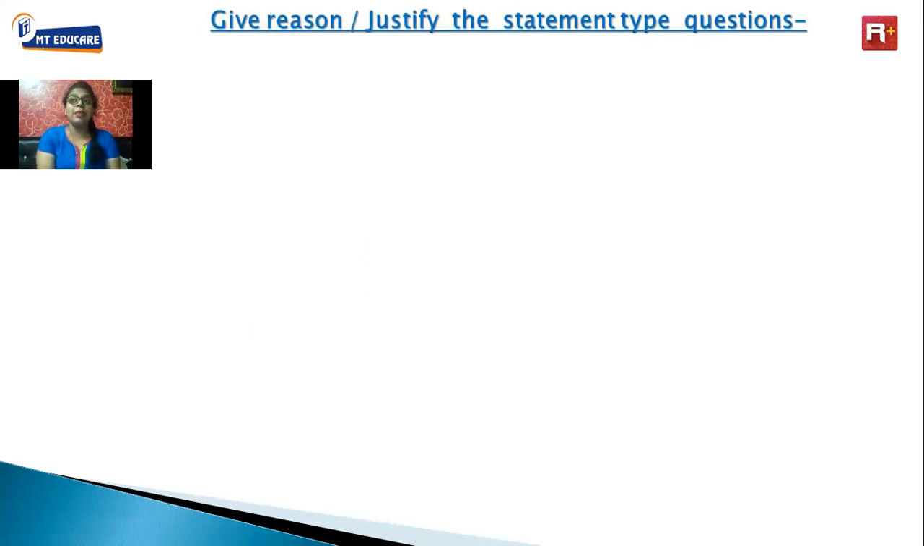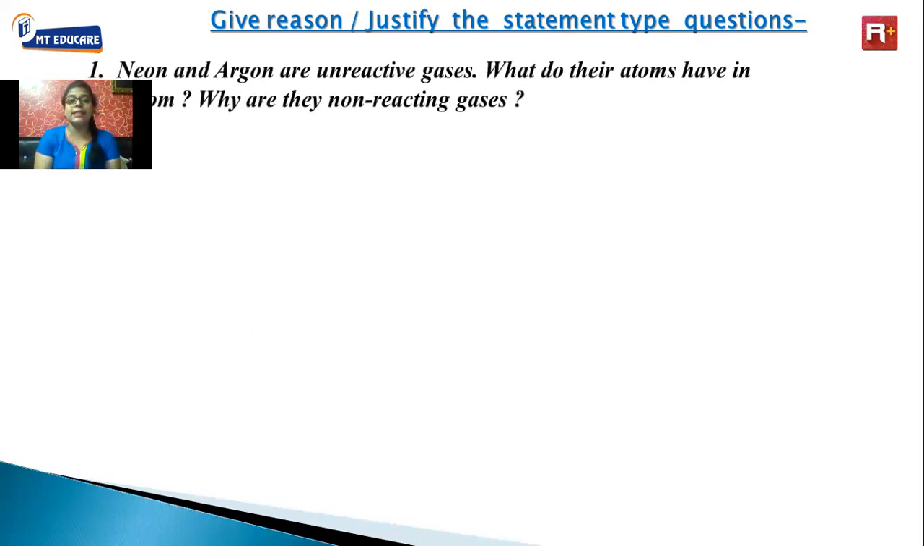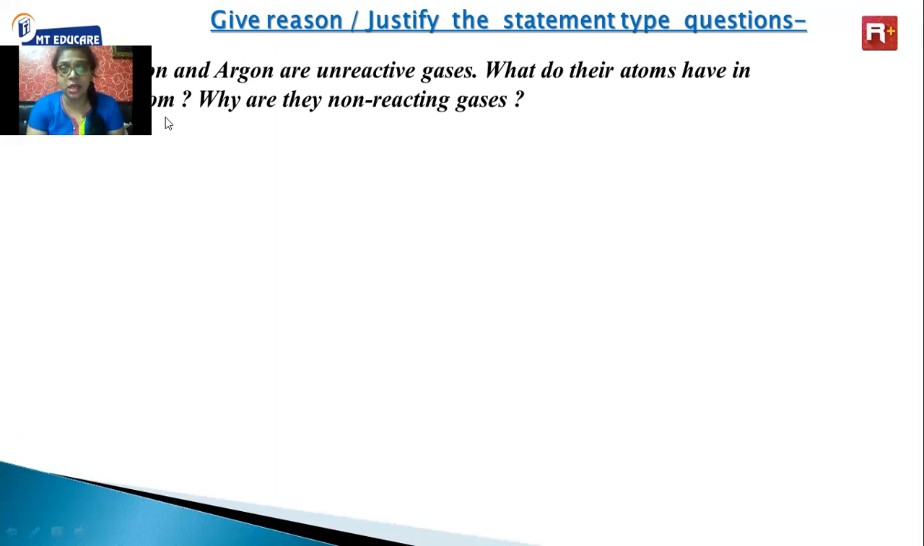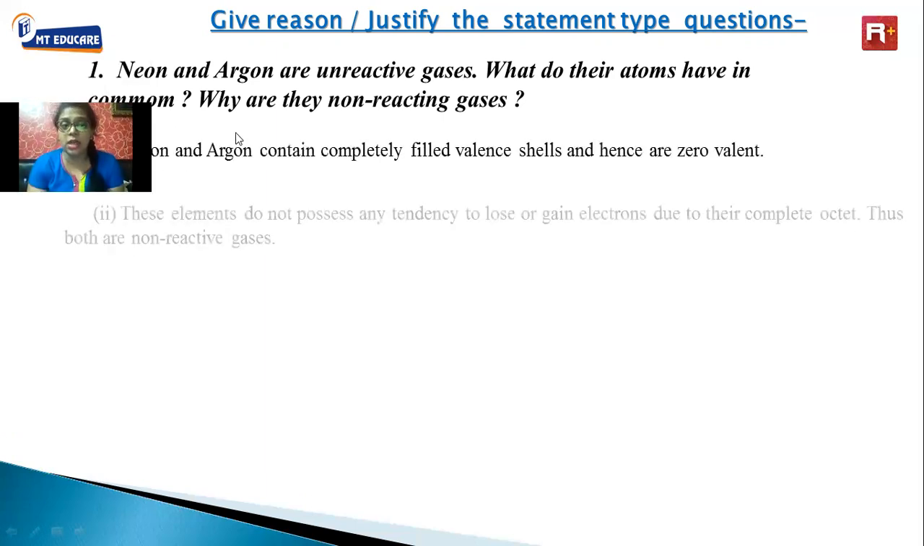Next, questions that can be asked in your Section B are give reason or justify the statement type questions. So let's have a few of them. The first: neon and argon are unreactive gases. What do their atoms have in common? And the next question is why are they non-reacting gases? Let's see the answer.